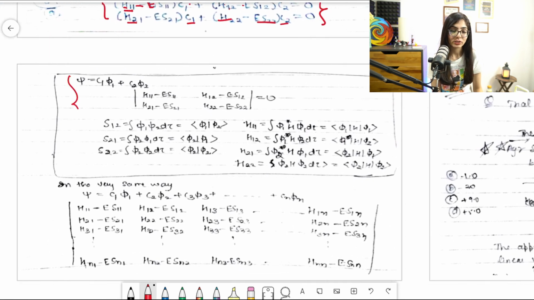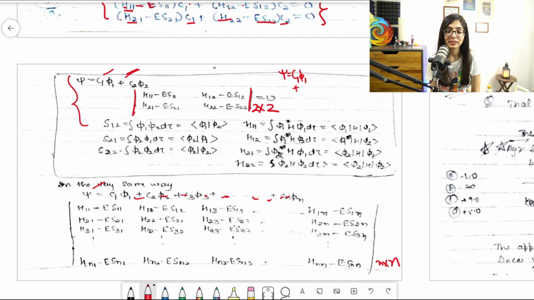And in the next video, this is basically the summary I have written over here. You can see we take 2 constituents, so here a 2 into 2 matrix was made. If you take n constituents of the trial wave function, it would be an n into n matrix. Suppose there are 3 constituents, C1 S1 plus C2 S2 plus C3 S3, like that. So a 3 into 3 matrix will be there, like 3 rows, 3 columns.